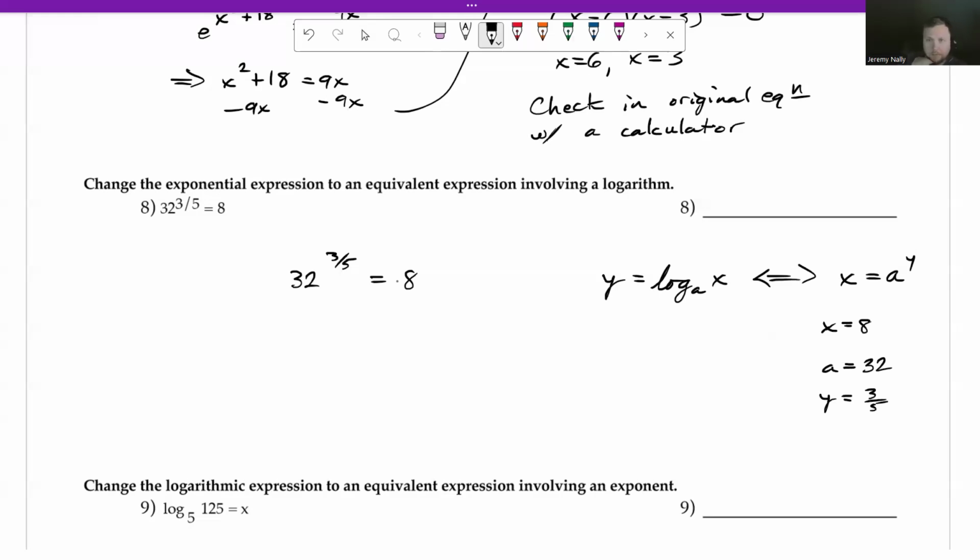So then I have 3/5 is equal to log base 32 of 8.